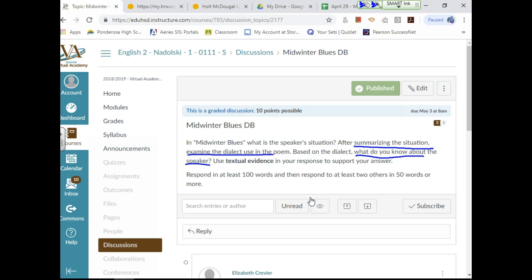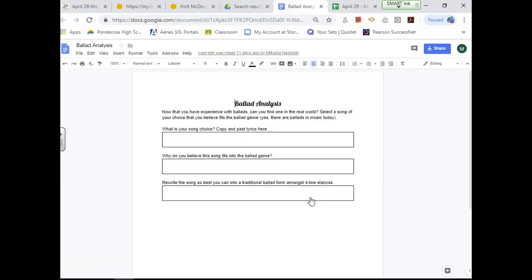Based on how this speaker, she, the woman here, speaks, what can you infer about her? Her education, her social status? Think about these things. Use textual evidence in your response to support your answer. That means if you say her dialect is such and such, give me a quote that shows me she might be uneducated or highly educated or a woman in this situation. You're inferring based on the dialect. Okay, go and do that. You need 100 words, and then respond.